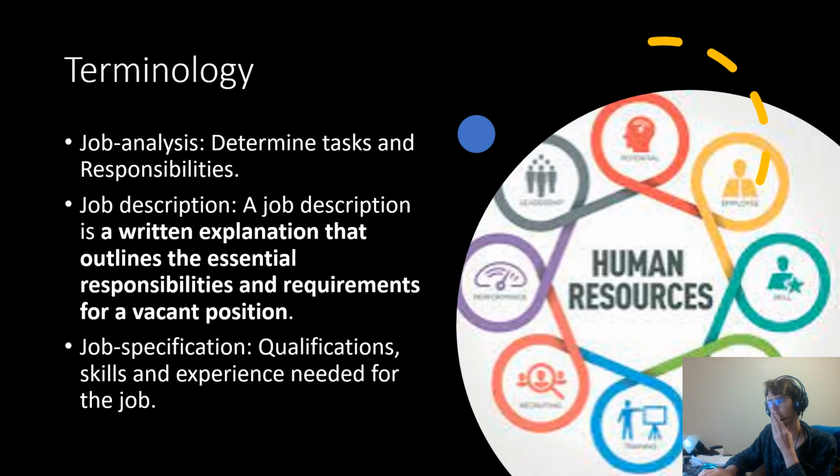Okay, the job analysis. Job analysis tells you what the tasks and descriptions are. The description goes a little bit more into detail, and the specification tells you what skills and services they will need.